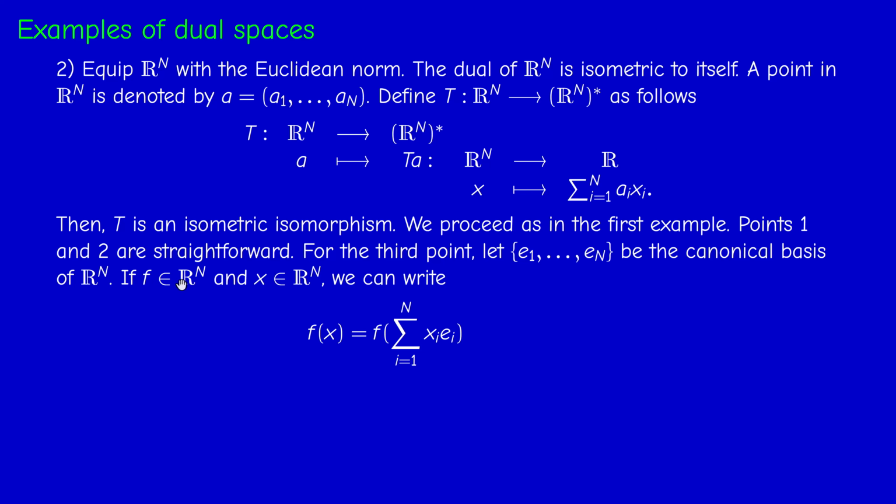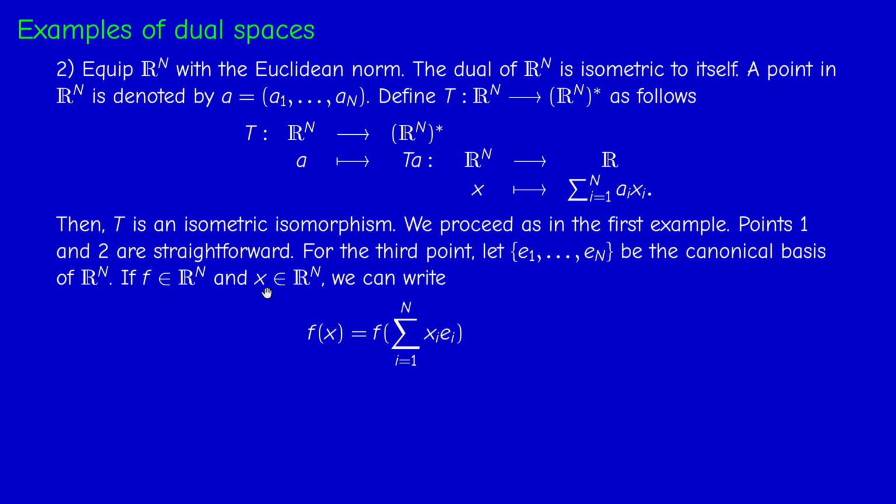And now, if f is in R^n star, this is the dual actually. So there's an error here. It's R^n star, not R^n. Because we don't know yet that they are the same thing. So usually we write the element of a vector space by X and the element of its dual by f or g and so on. We shall go back to this later.